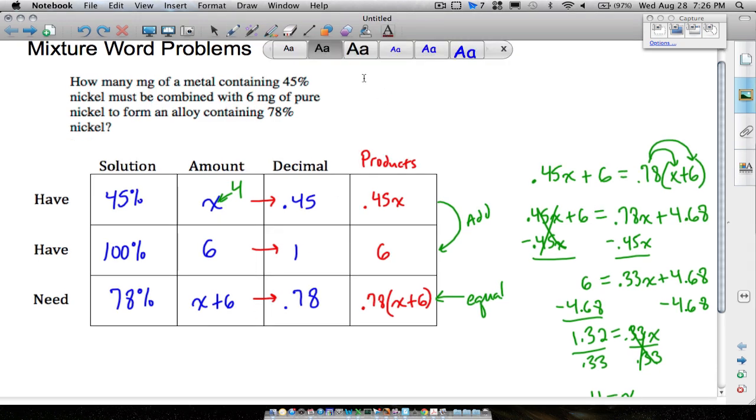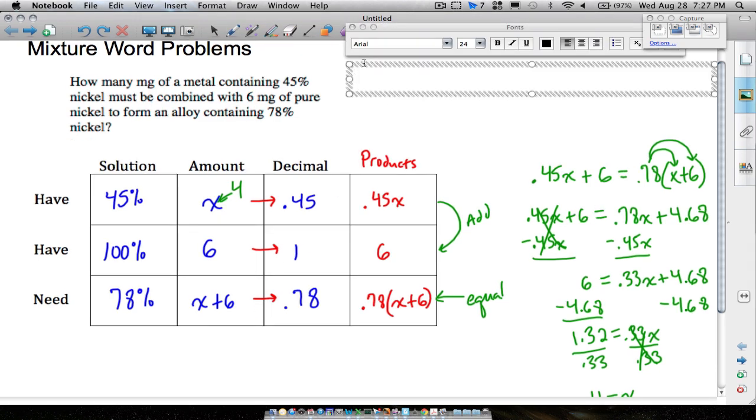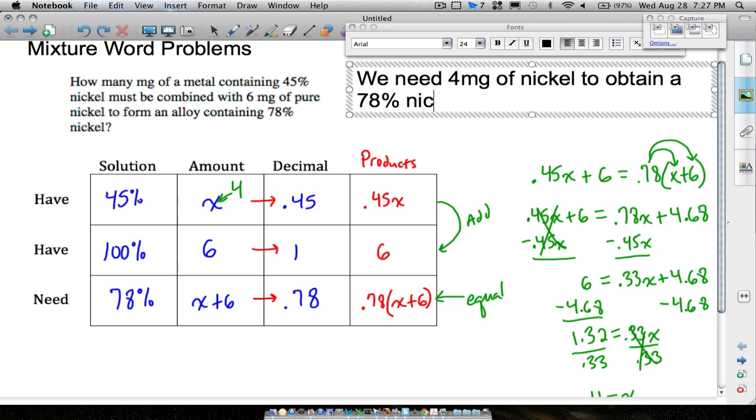Therefore, our answer was 4 milligrams of nickel to obtain, what were we trying to make, a 78% nickel, whatever, nickel rock, I don't know. But anyway, you solve for x, you got x equals 4.